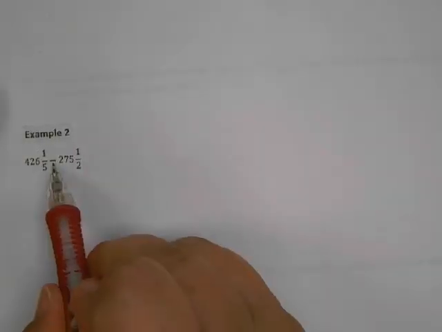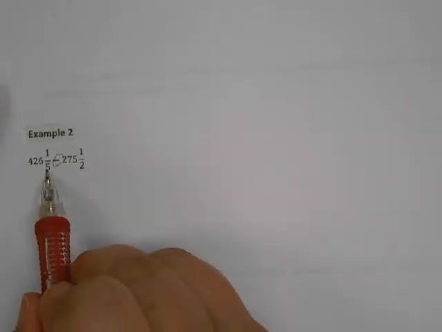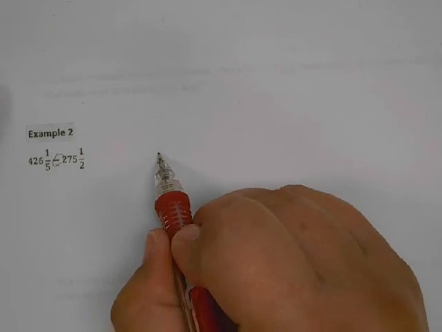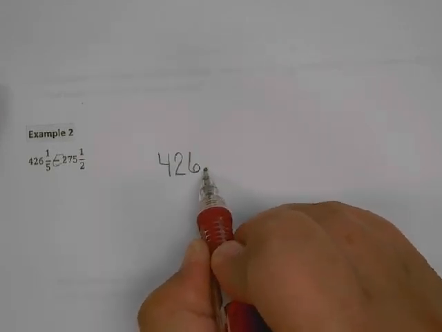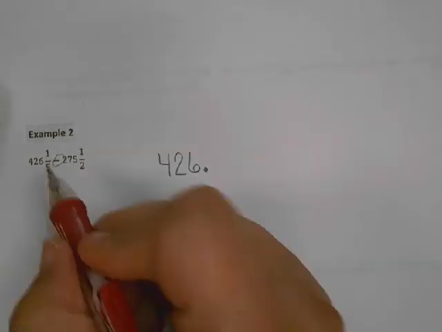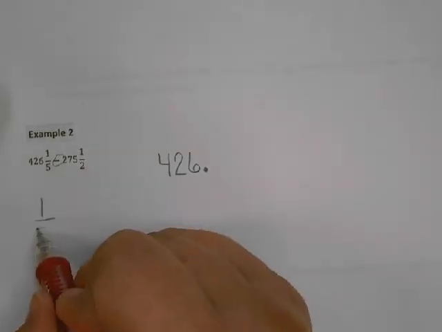So now let's go on to example number 2. In example number 2, we're actually going to be subtracting this time. So the first thing I need to do is convert. So I have 426 as my whole number, and then I know my decimal follows my whole number. Now I have this fraction 1/5.